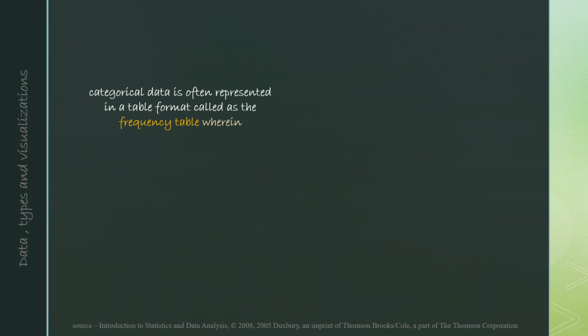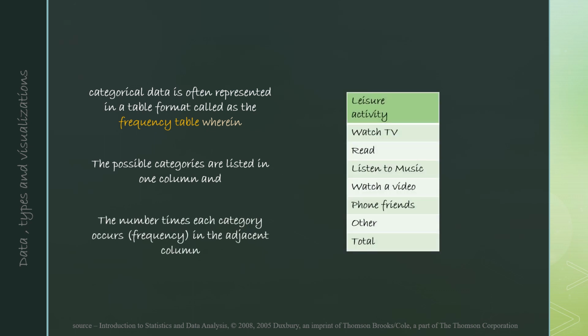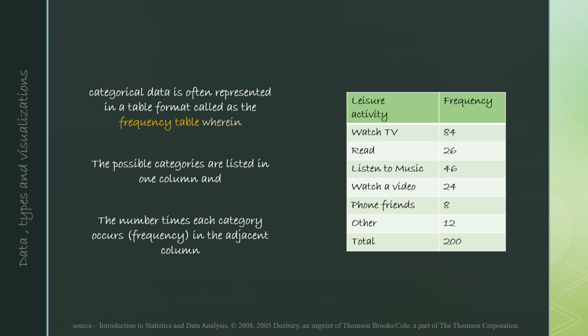Categorical data is often represented in a table format called the frequency table, wherein the possible categories are listed in one column and the number of times each category occurs, which is also called frequency, in the adjacent column. For example, watching TV as a leisure activity is observed among 84 people in a group when surveyed at a given point in time. And similarly, 8 people were observed making phone calls to their friends during that time.